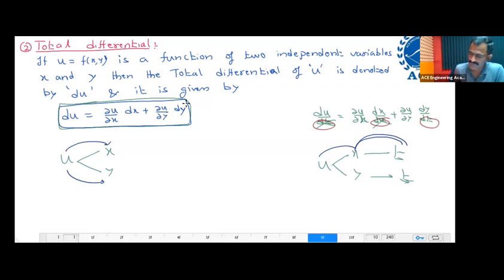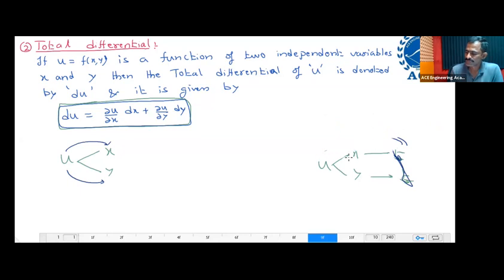Just remember this one. If no t, then no dt. In that case, again, the differential is only the same, right? This is about total differential.